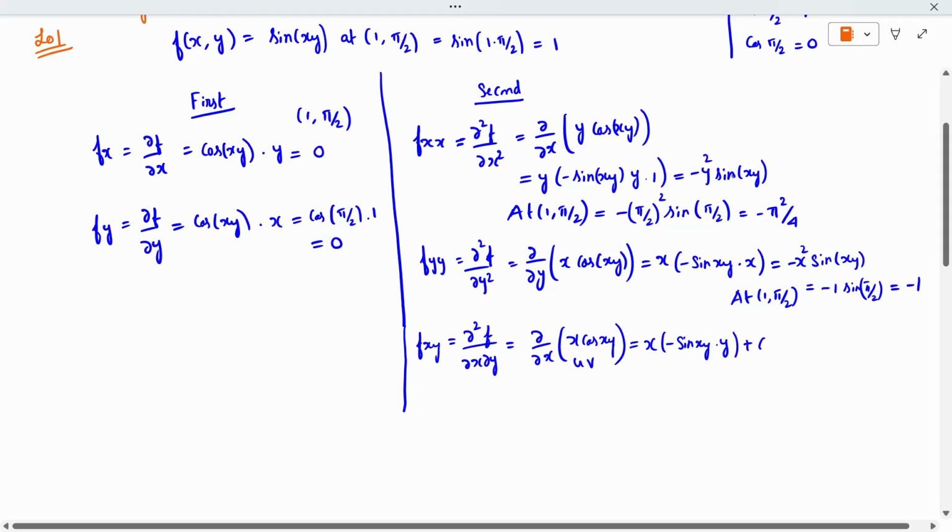Okay, completed. Cos xy as it is. If you have confusion, write a bracket. Cos xy as it is, x when I differentiate it is 1. Now in this you substitute at (x, y) = (1, pi by 2). So it's nothing but minus pi by 2 into sin pi by 2 plus cos pi by 2. Cos pi by 2 is 0. So you'll be getting the answer to be minus pi by 2.